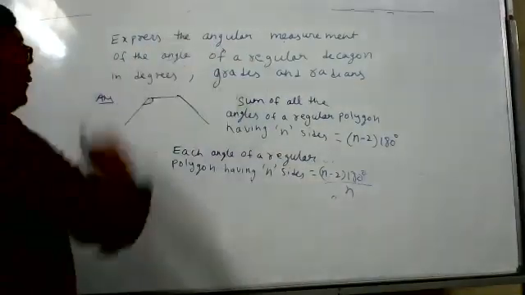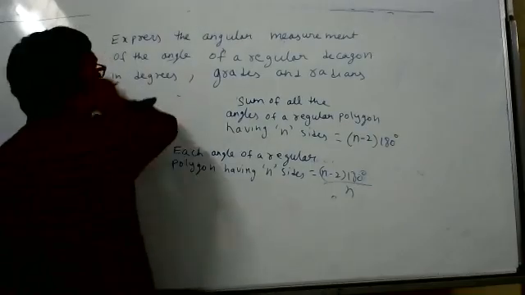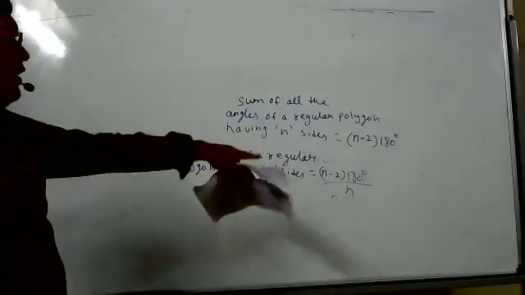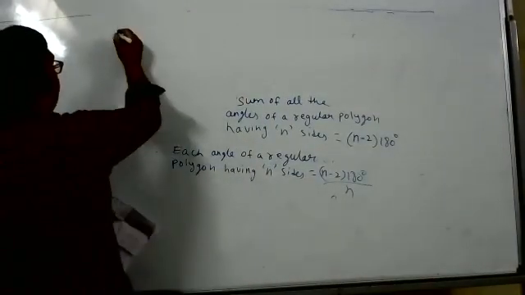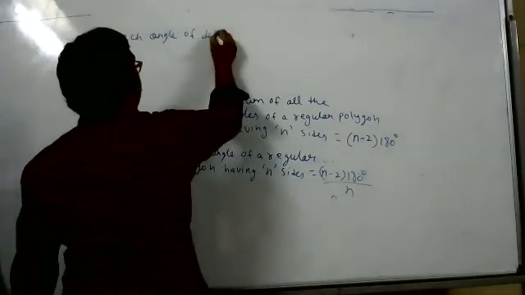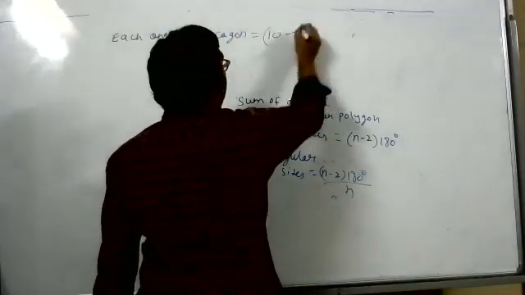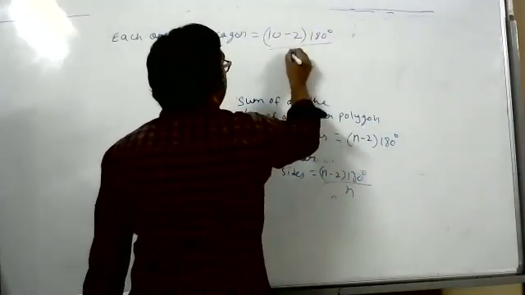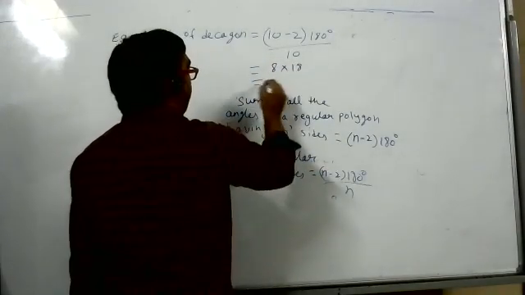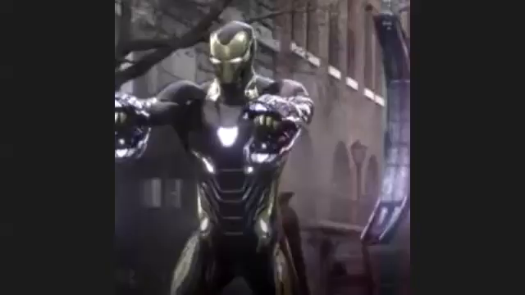So use this formula and find each angle of the decagon. Do it fast. Each angle of a decagon is equal to, in the place of n, what should I substitute? 10 minus 2 into 180 by 10. So what does it become? 8 into 18. How much? 144. Yes, sir, 144 degree.